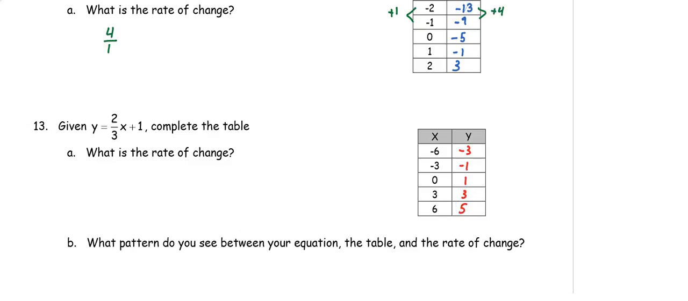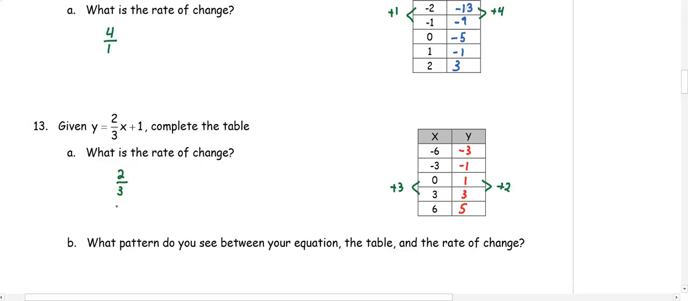So we want to find the rate of change. So again, pick any 2 points. So this time I'm going to pick the 3rd and 4th point. So to get from 0 to 3, I add 3. To get from 1 to 3, I add 2. So my slope is 2/3.